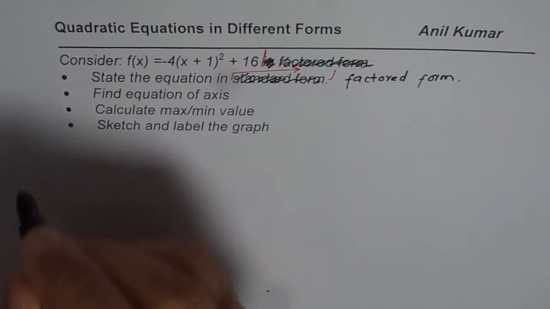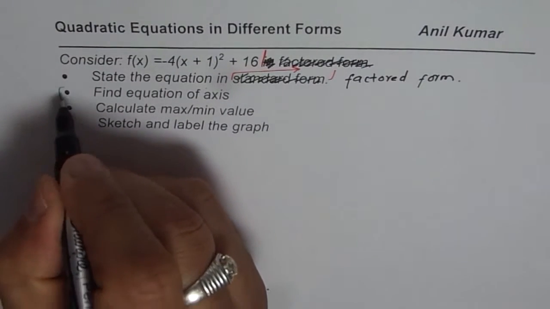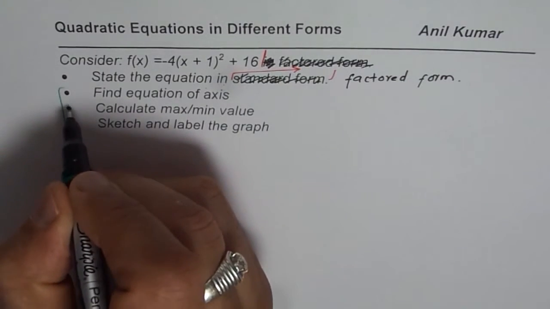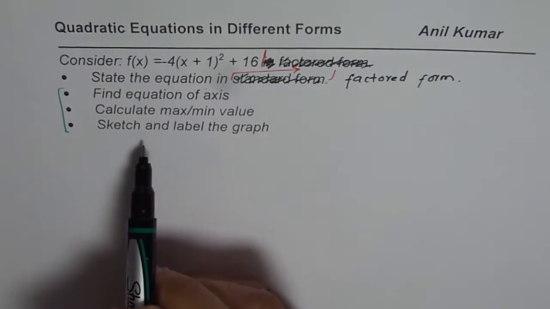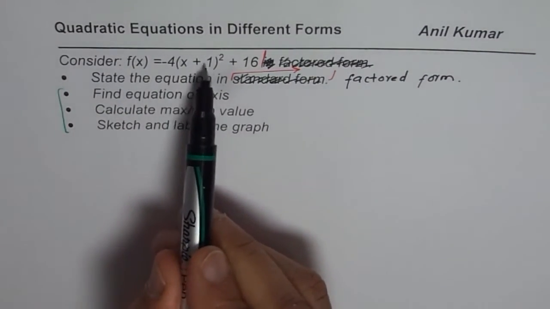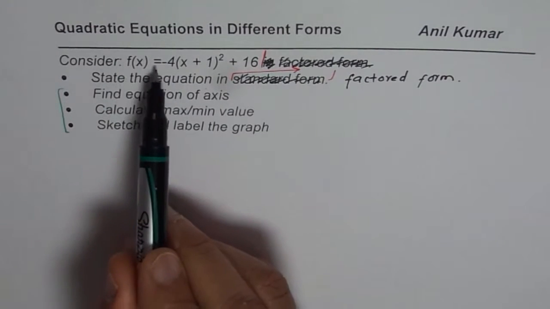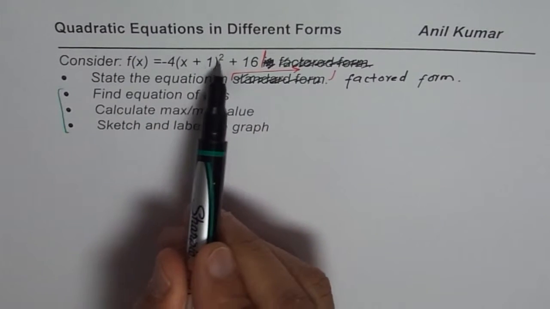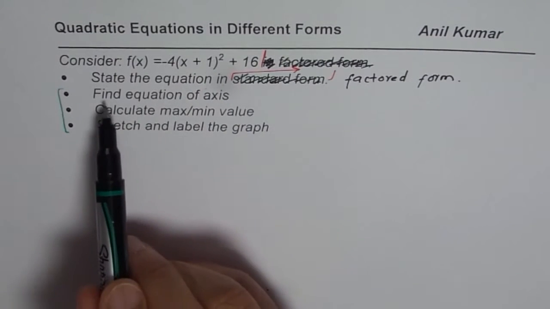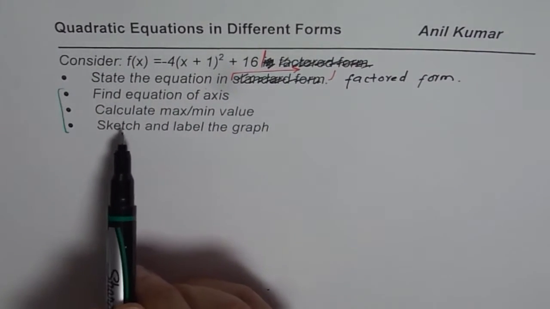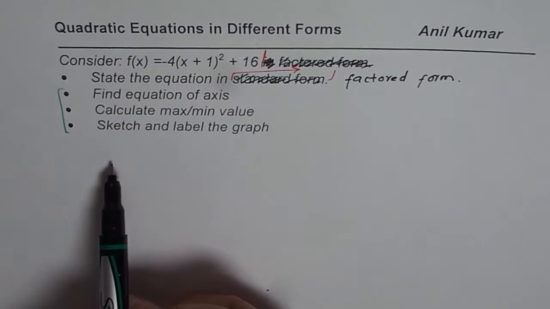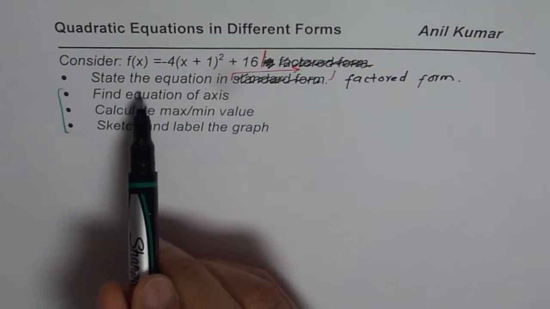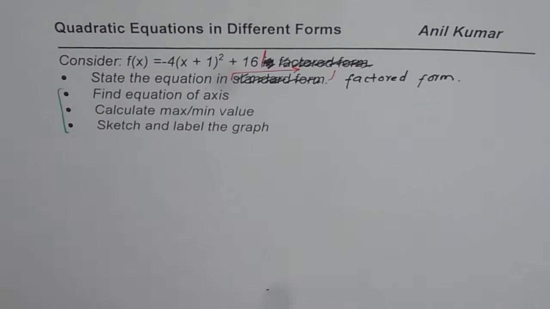As you can see, these three parts, second, third and fourth, it is better to do from the given equation, right? f of x equals to minus 4 (x plus 1) whole square plus 16. It is a vertex form. Easily we can find equation of axis, we can calculate maximum or minimum value and also sketch the graph. So that is we should do from the equation itself.